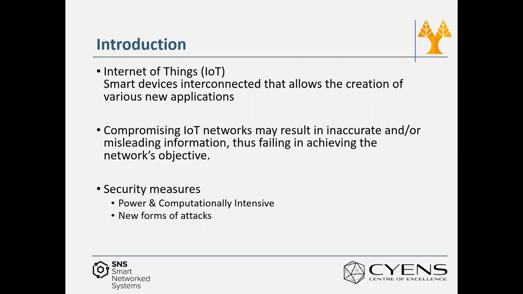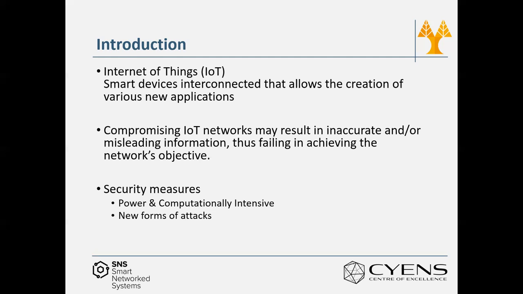The Internet of Things is a network of smart, diversified devices that allow the creation of various new applications. And as with any other network, security breaches are an imminent threat. If a smart device within the network is compromised, it may result in inaccurate and misleading information. Security measures have been proposed and adapted to ensure confidentiality, data integrity, authorization, and data availability, but require memory and CPU power that may not be available at the edge nodes of the IoT network.